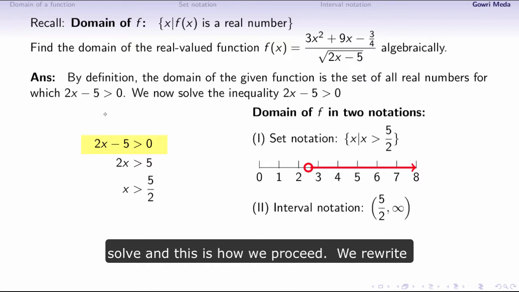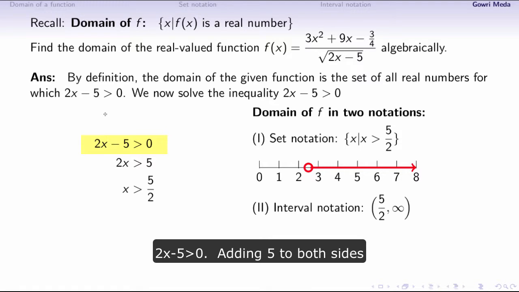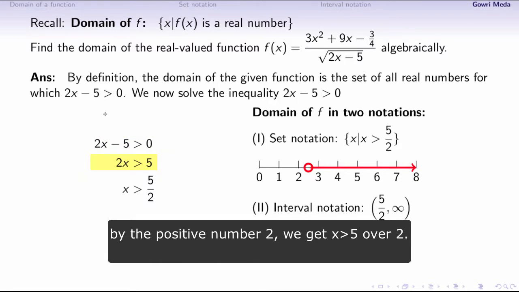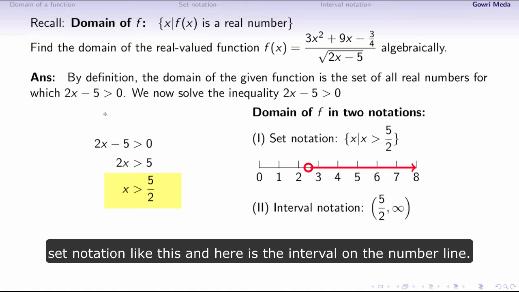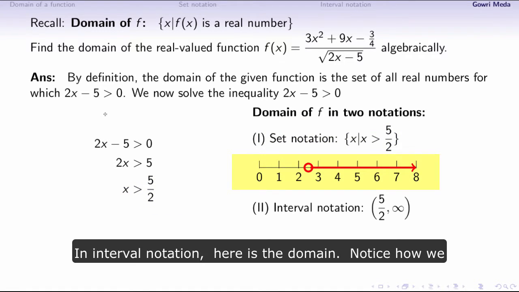We rewrite 2x minus 5 greater than 0. Adding 5 to both sides, we get 2x greater than 5. Dividing both sides by the positive number 2, we get x greater than 5 over 2. We can now write the domain in set notation like this, and here's the interval on the number line. In interval notation, here's the domain.